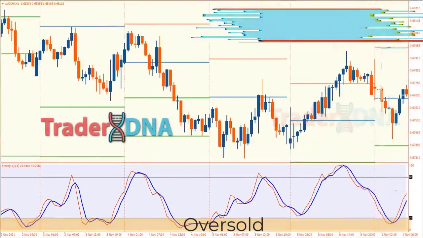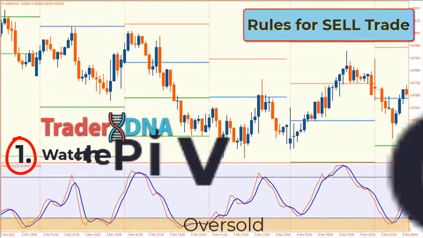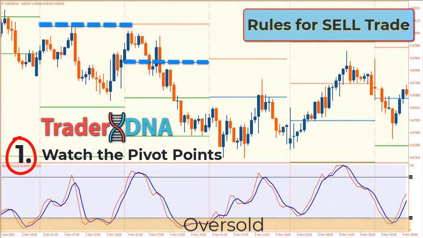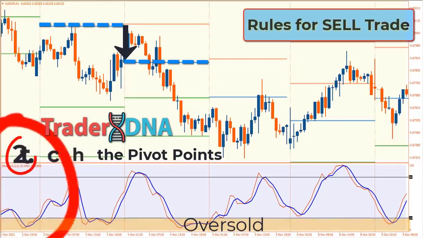Rules for sell trade. Step number 1. Watch the pivot points. Ensure that the current pivot point is lower than the previous one. If the current pivot point is lower than the previous one, we consider taking only short entries. Step number 2.